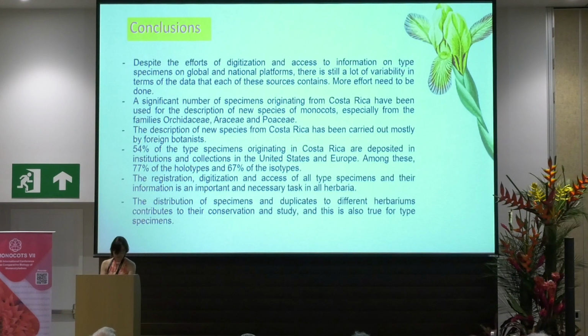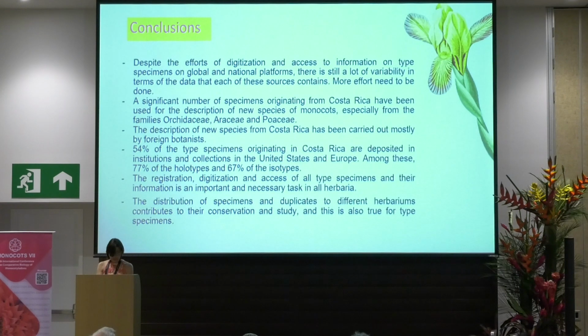And just some thoughts for conclusions. Despite the effort of digitization and access to information on type specimens on global and national platforms, there is still a lot of variability in terms of the data that each of these sources contains. A significant number of specimens originating from Costa Rica have been used for the description of new species of monocots, especially from the families Orchidaceae, Araceae, and Poaceae. The description of new species from Costa Rica has been carried out mostly by foreign botanists and by males. We have to change this.